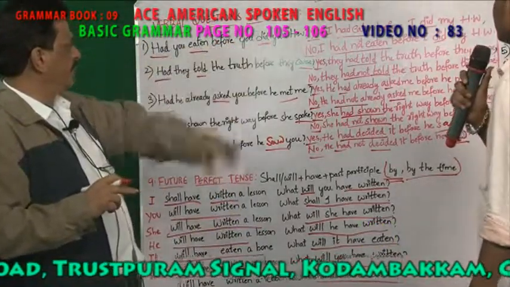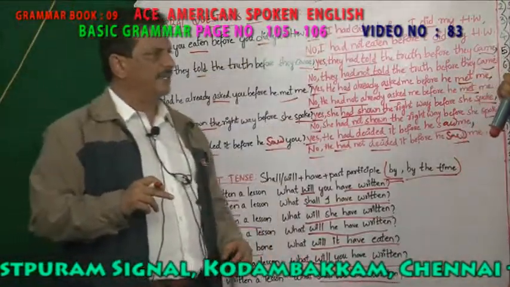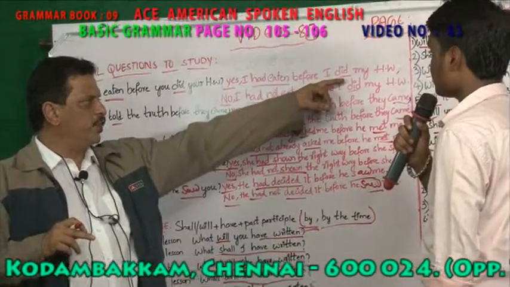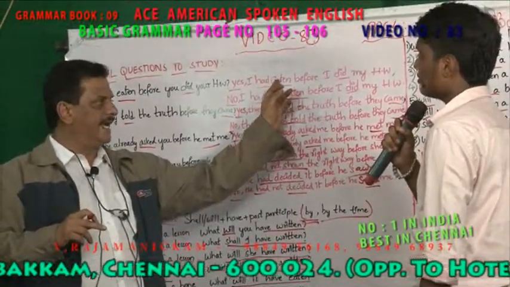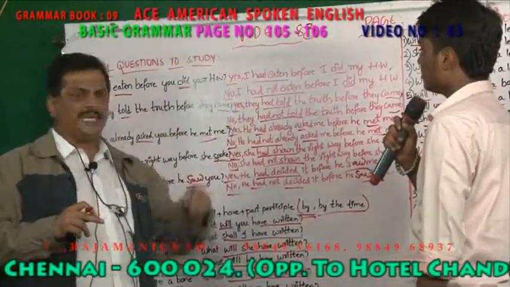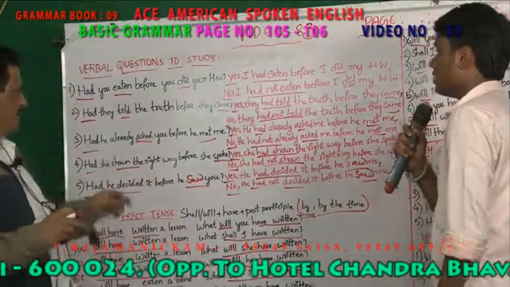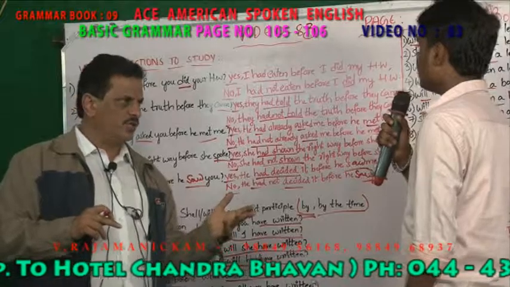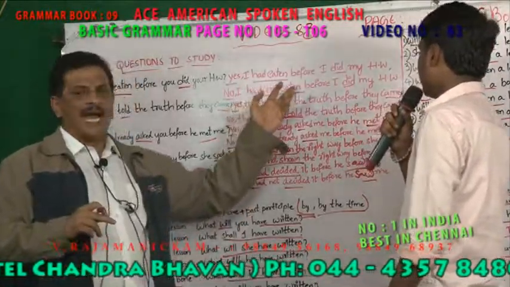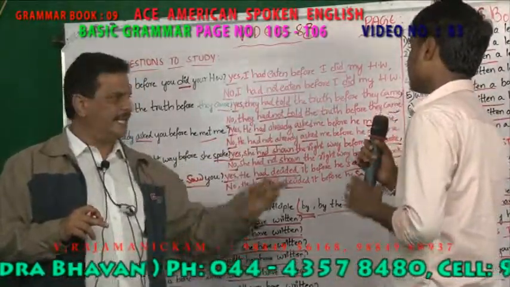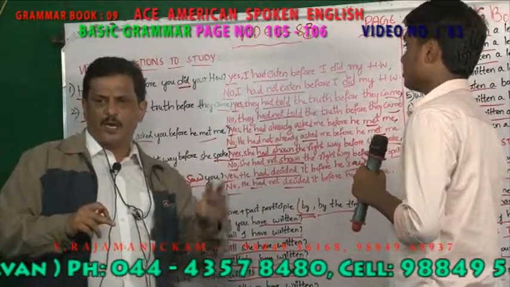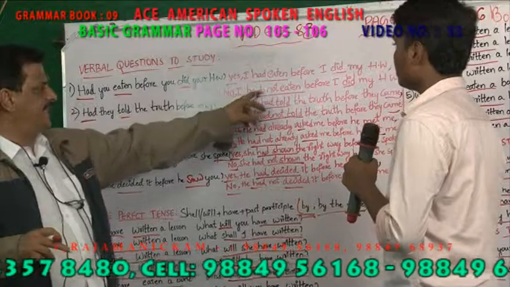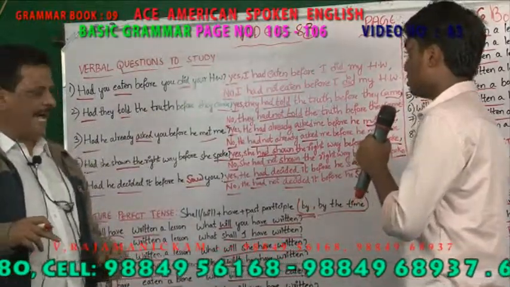ஹேட் யூ ஈட்டன் பிஃபோர் யூ டிட் யோர் ஹோம்வொர்க், பதில் என்னவாக வர வேண்டும்? ஹேட் ஈட்டன் பிஃபோர் ஐ டிட் மை ஹோம்வொர்க். ஆமாம், நான் என் வீட்டு பாடத்தை முடிப்பதற்கு முன் நான் சாப்பிட்டிருந்தேன். இல்லை என்று சொல்கிற பொழுது, no, I had not eaten before. I had not eaten, நான் சாப்பிட்டிருந்ததில்லை. Before I did my homework, வீட்டு பாடத்தை செய்வதற்கு முன்னால் நான் ஒரு காரியத்தை செய்யவில்லை என்று சொல்கிற பொழுது had not eaten.